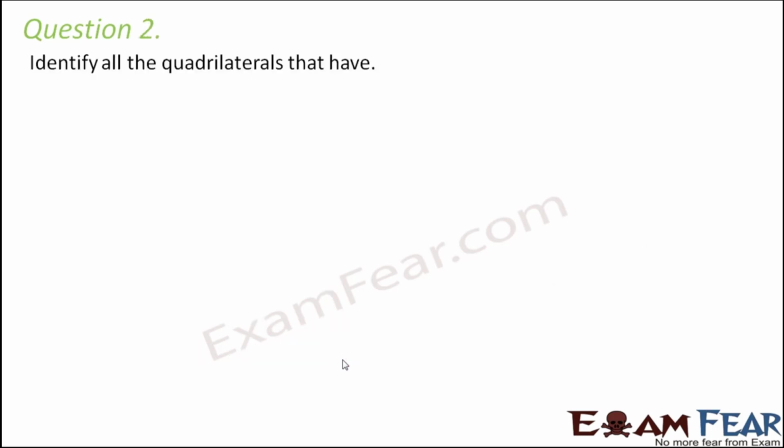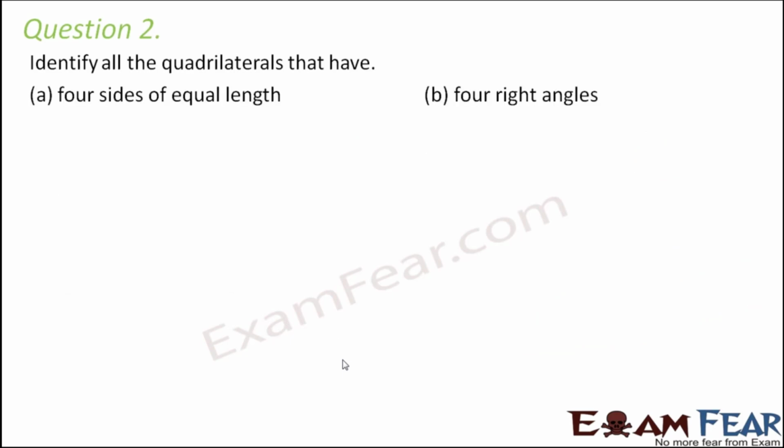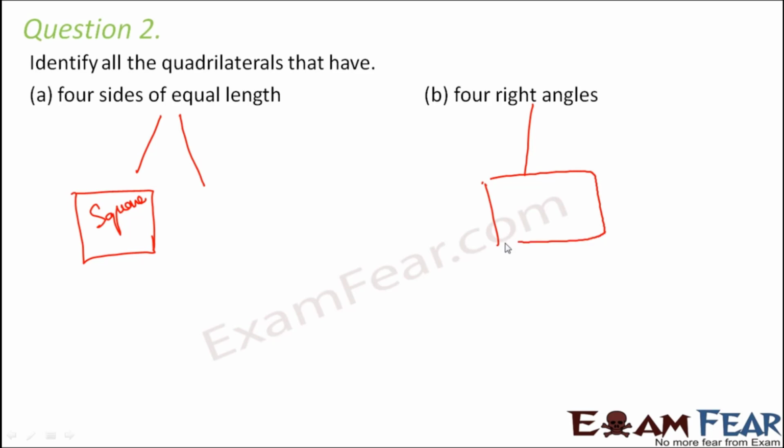Question number 2. Identify all the quadrilaterals that have 4 sides of equal length. Now when you talk about quadrilaterals with all sides equal, the first thing that comes to our mind is a square, where all sides are equal and all angles are also equal. So square would come here also, because in square you have all right angles. So square would fit into this criteria as well.